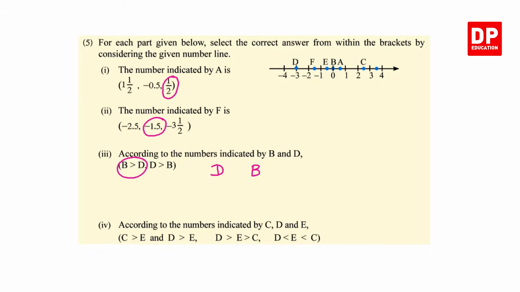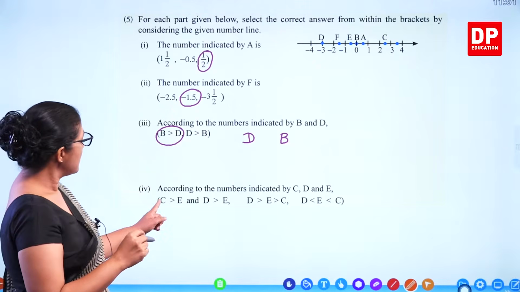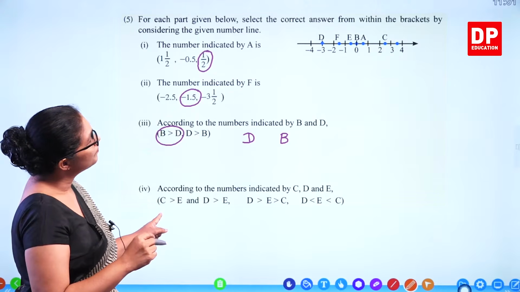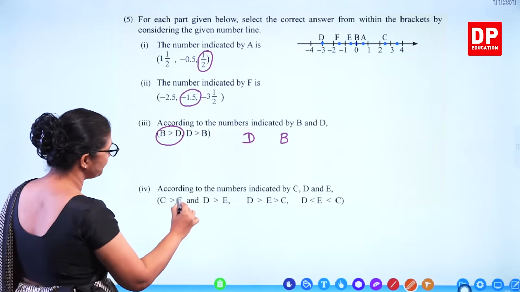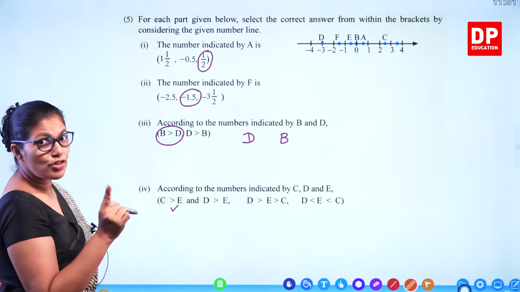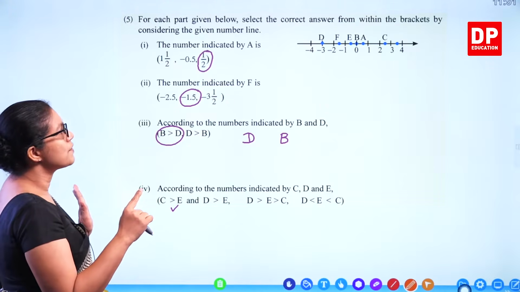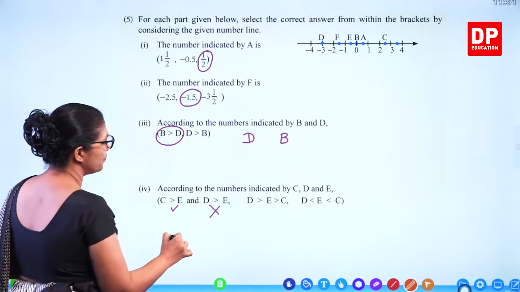According to the numbers indicated by C, D, E, what can you say about this? We'll check. C is greater than E. Yes, C is towards right, so this is true. D is greater than E. That's not true because D is to the left. E is to the right, so that's not true.